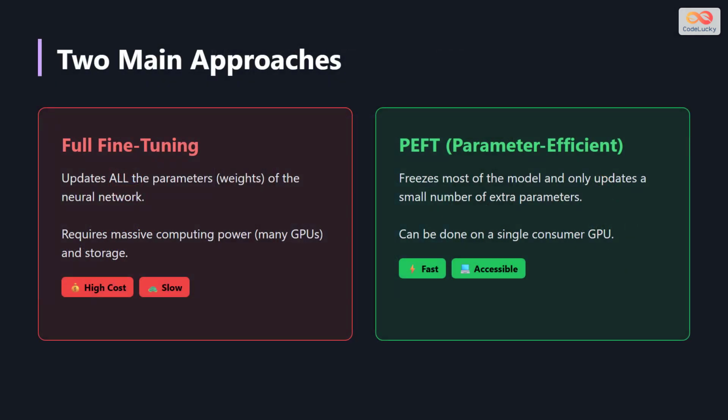There are two main ways to do this. Full fine-tuning updates the entire brain of the model. It is powerful but requires expensive hardware. On the other hand, parameter-efficient fine-tuning, or PEFT, freezes most of the model and only updates a tiny part. This is much faster and can be done on consumer hardware.